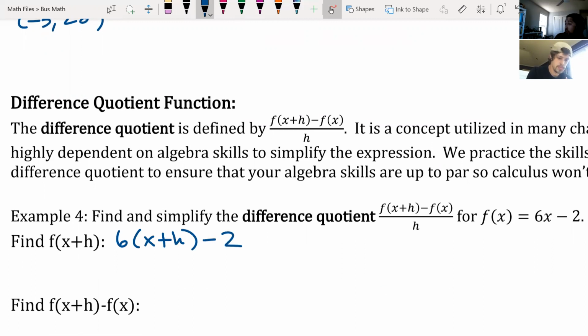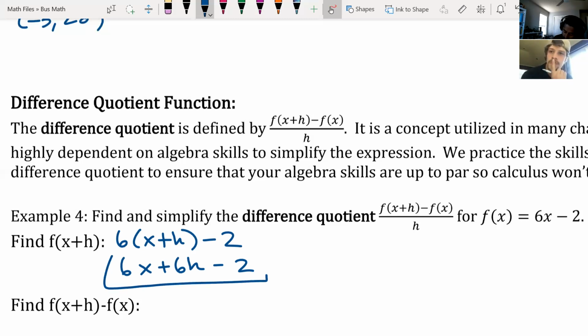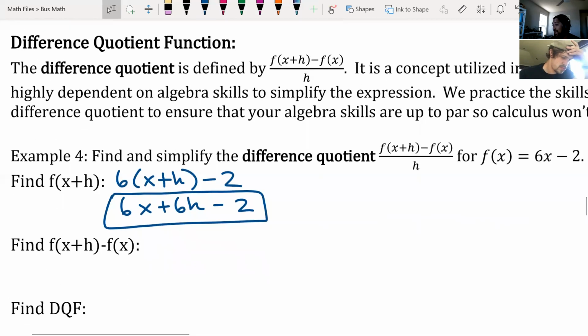Now just go ahead and distribute that 6. We're going to get 6x plus 6h minus 2. Whenever you plug in x plus h, nothing will ever cancel on this step. So this is what we end up with on the first step. That's it. It's going to be ugly. This one's not that ugly right now, but it's always going to be ugly. Which means we can move on to the next step.